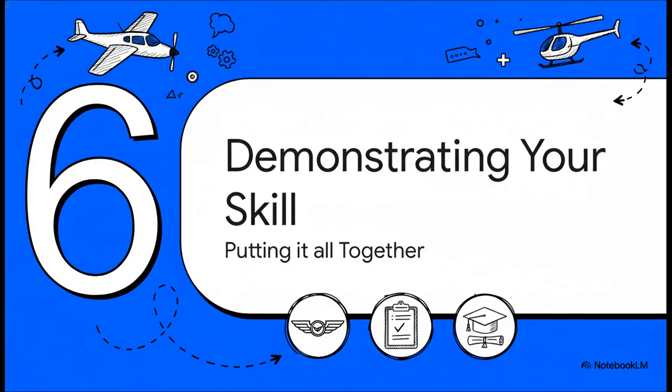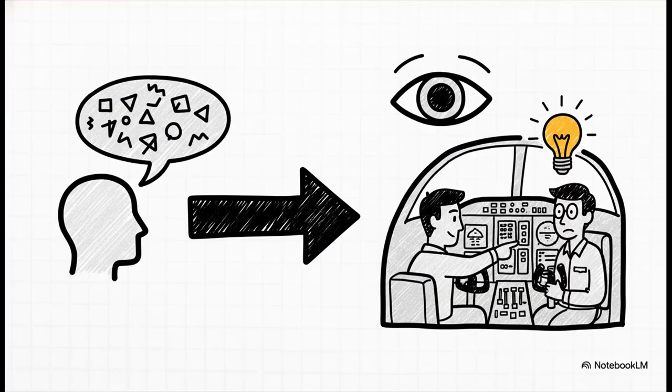Okay, let's bring this all home. We've talked about the theories, the tools. Now let's talk about how you're going to put it all together and demonstrate these skills on your Checkride. Here it is. This is what it all boils down to. This is the skill the examiner needs to see. They don't just want to hear you talk about assessment, they have to see you do it.